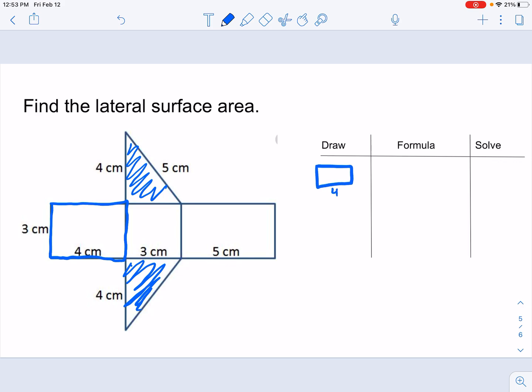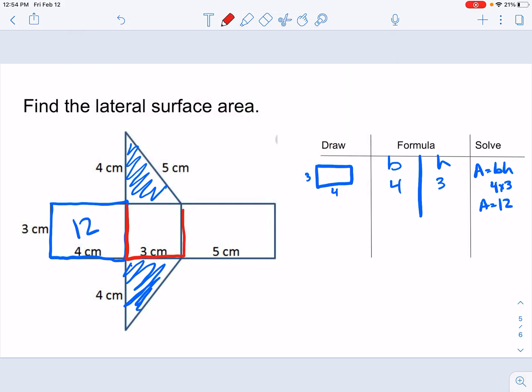So my first one has a base of 4 and a height of 3. So a rectangle is base times height. So my base is 4, my height is 3. So 4 times 3 equals 12. So this one has an area of 12.